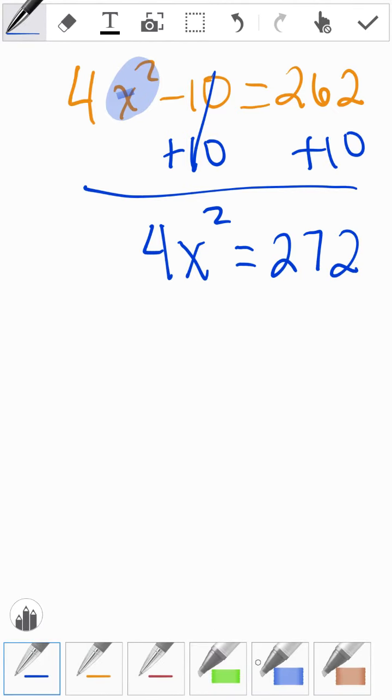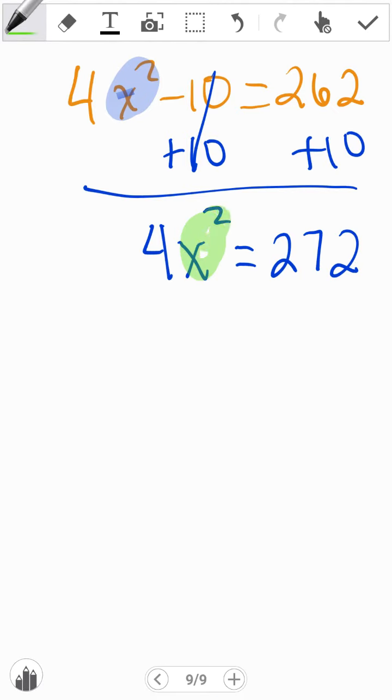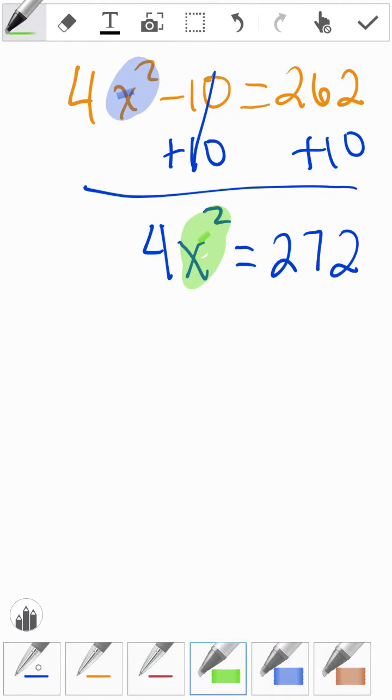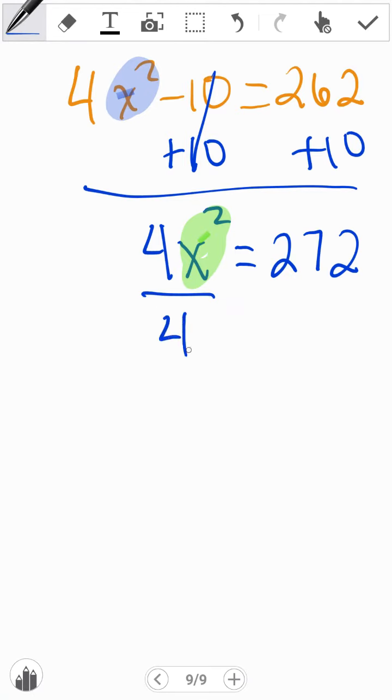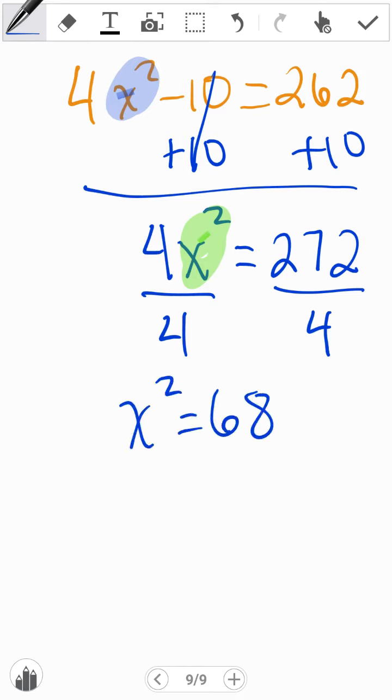Now we have the coefficient to deal with, because there's our x squared, so our coefficient needs to be divided away. So we're going to divide by 4 to both sides. So if we take 272 and we divide by 4, we get 68. So x squared equals 68.